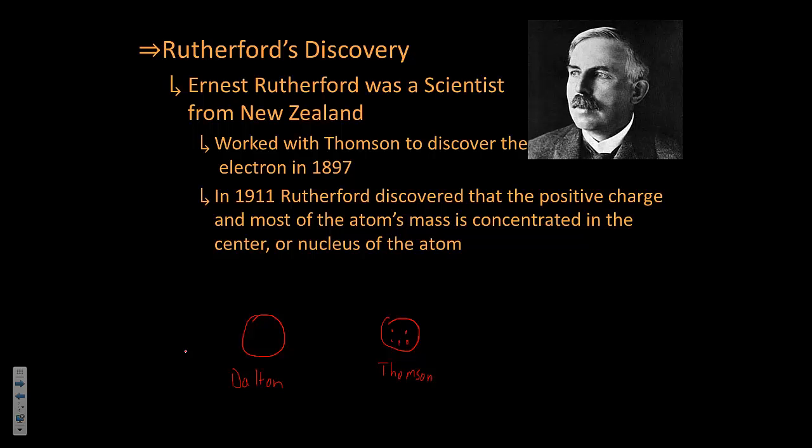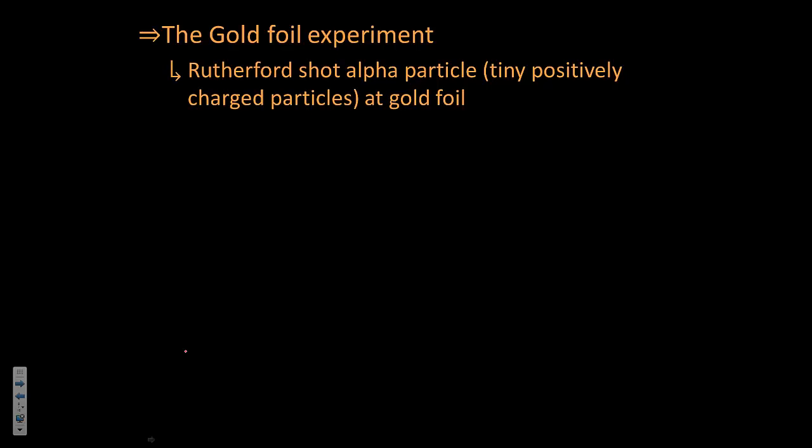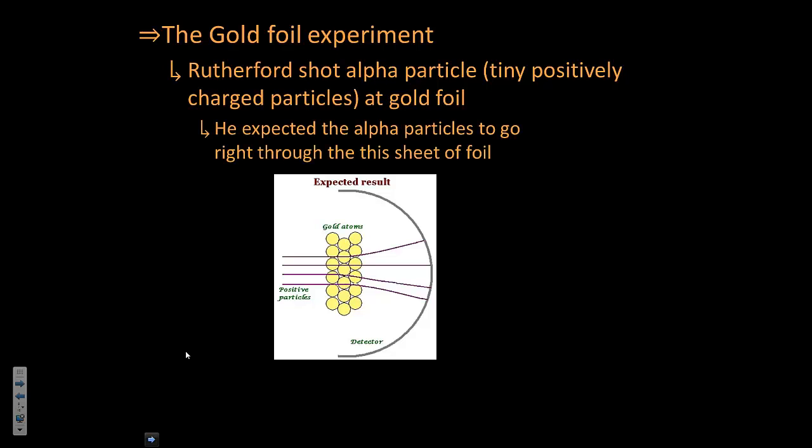Well, Rutherford said, actually, this one's not quite right either. So what Rutherford did was he did what's called the gold foil experiment. It's another very famous experiment in science. He shot alpha particles, and alpha particles are actually just tiny little positively charged particles. They're radioactive decay. They're emitted by radioactive elements. And he shot these at gold foil.